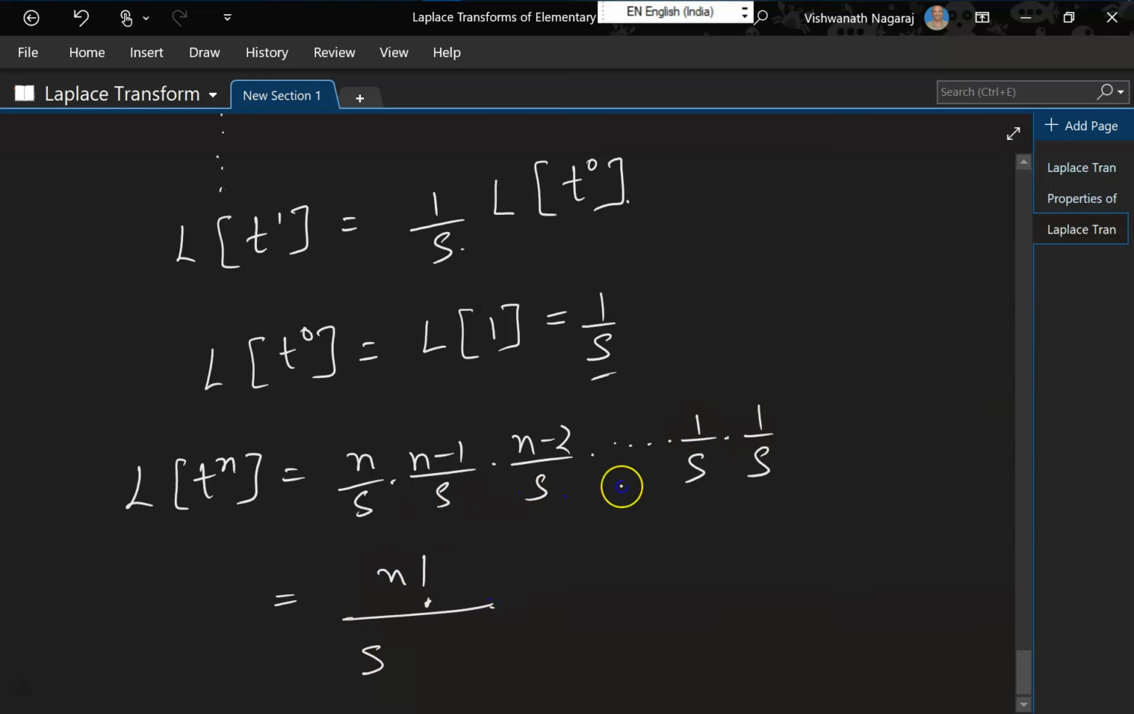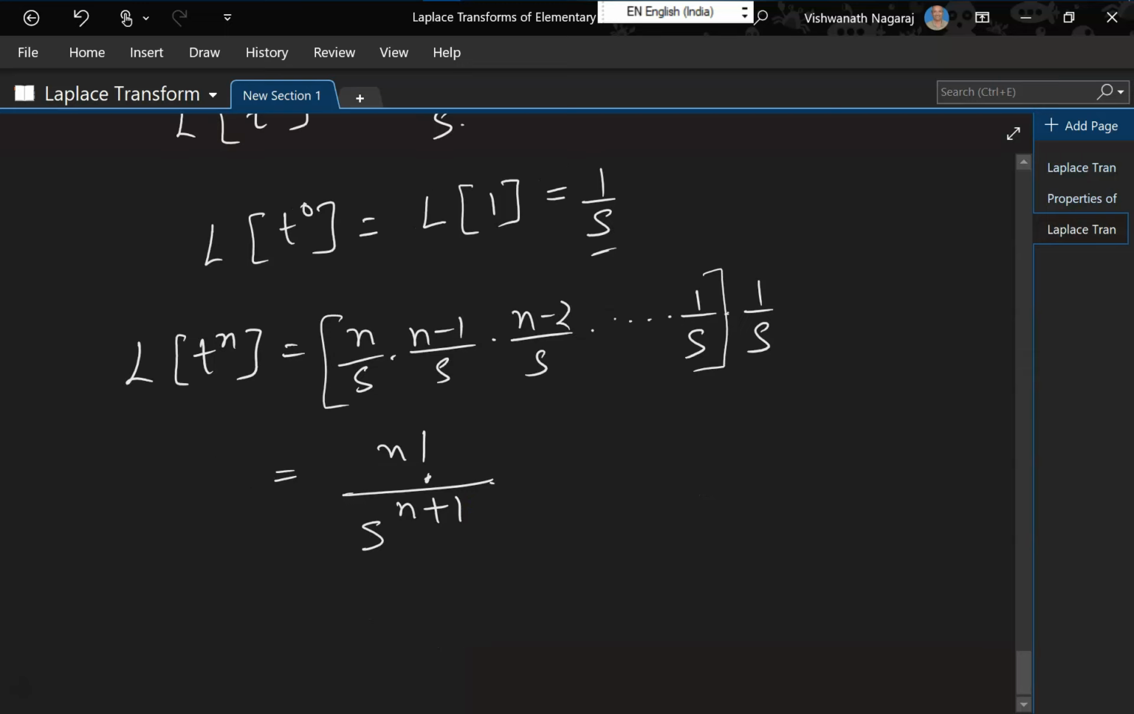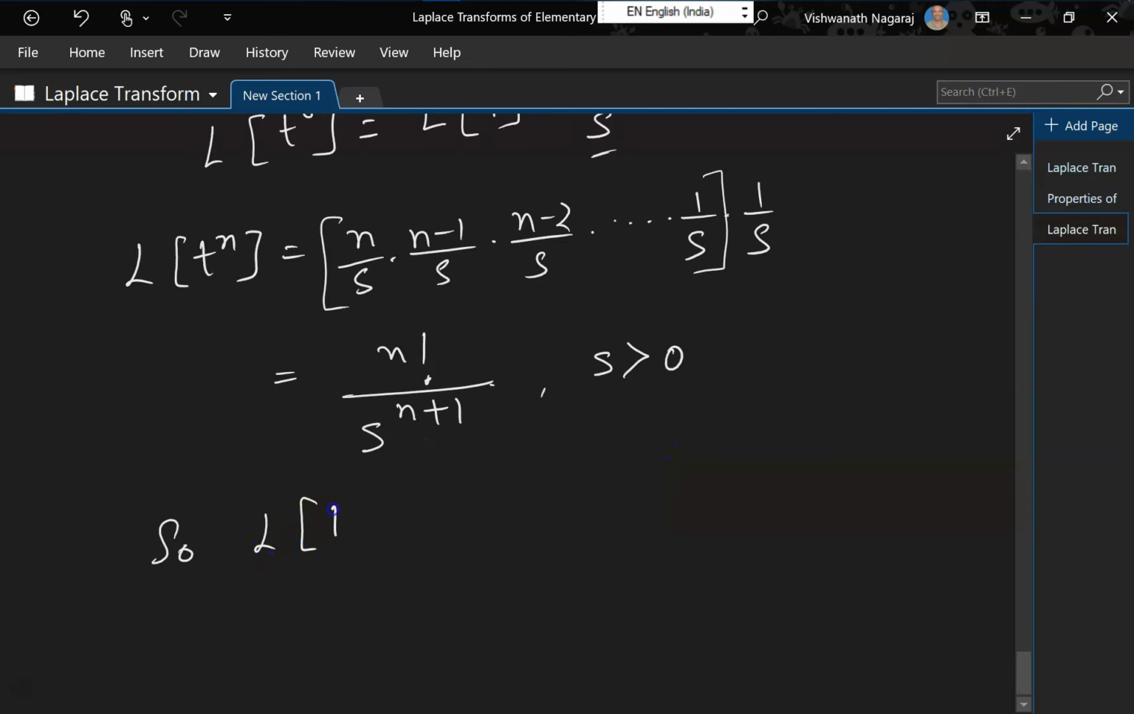Now s is being repeated how many times? See, up to 1 it is n times. But here we have one additional s. So we have s to the power of n plus 1. And remember always that s is greater than 0.